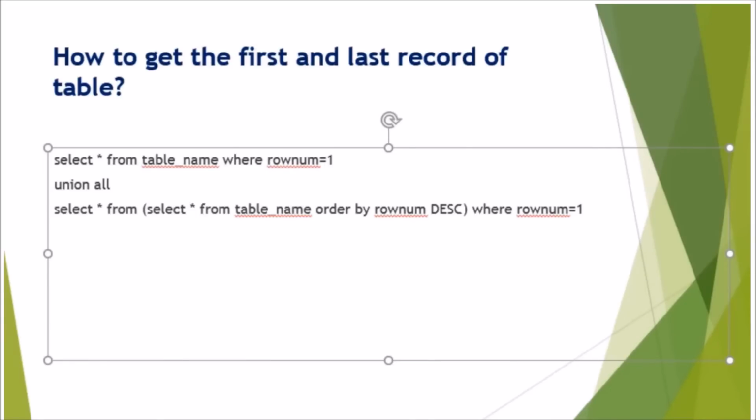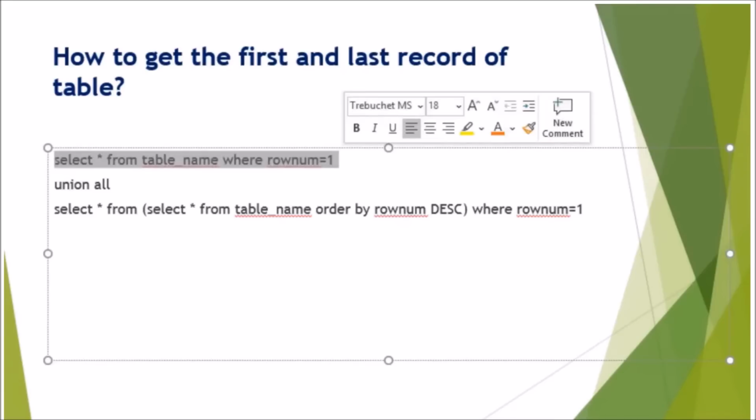Now you can see my screen, right? Here, the first select query which I have written, which I have highlighted here, is to get the first record of a table. How I am writing this one: select star from table name where rownum equals 1.